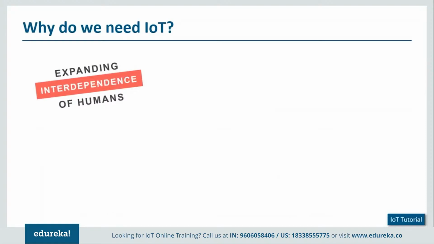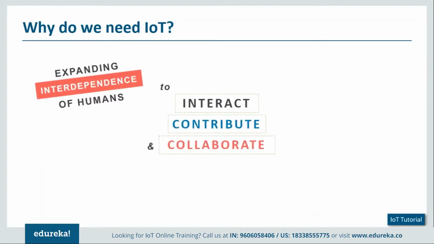Now, Internet of Things basically expands the interdependence of humans to interact, contribute, and collaborate with the things around us. What do I mean by interdependence of humans? It's how we depend on each other, like how I'm explaining this concept to you. If you're not clear, you would reach back to me and request my help. This becomes an interdependence between us. When I'm giving you knowledge and you're not clear, you come back to me and I help. Similarly, tomorrow, if there's something you can do for me, I would reach out to you. So we are all interdependent on each other for something or the other.